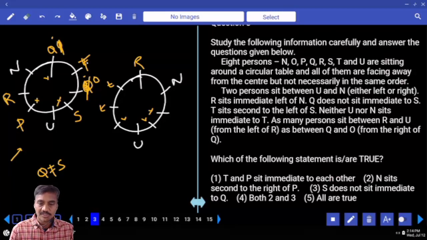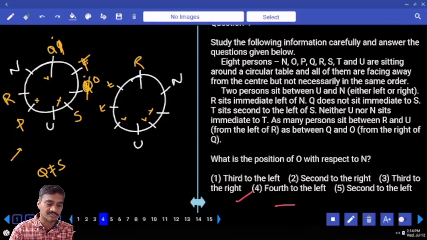And third one, which of the following statements is true? T and P are immediate neighbors to each other, that is false. And N sits second to the right of P, that is definitely true. Now 2 is true, then we need to check out 3 as well. S is not immediate to Q, that's again true. And both 2 and 3, choice for question number 3.